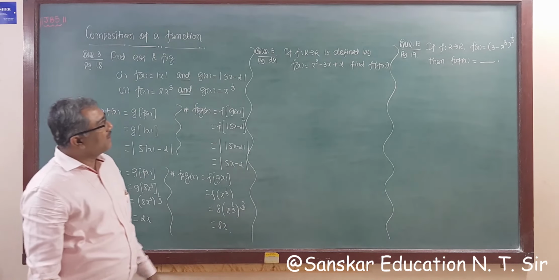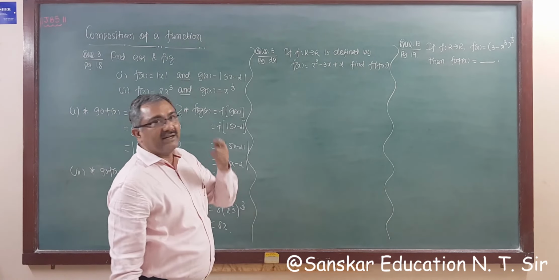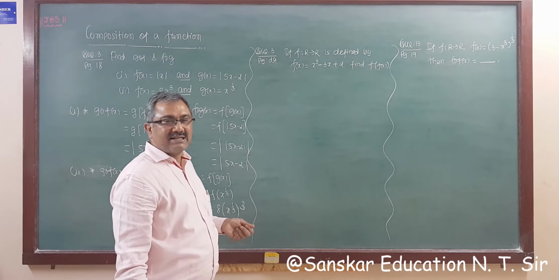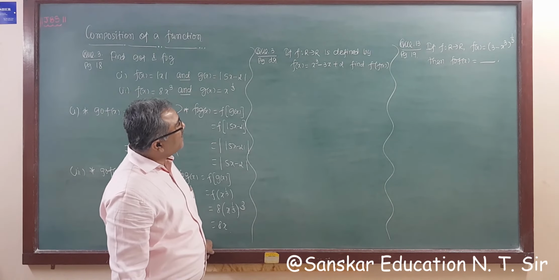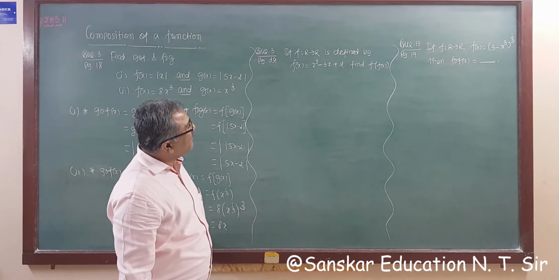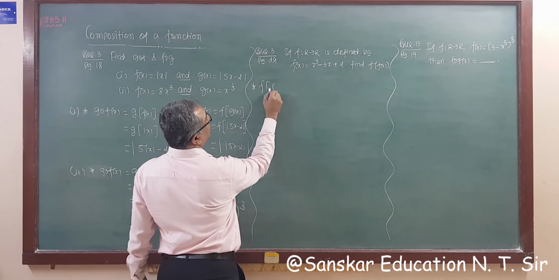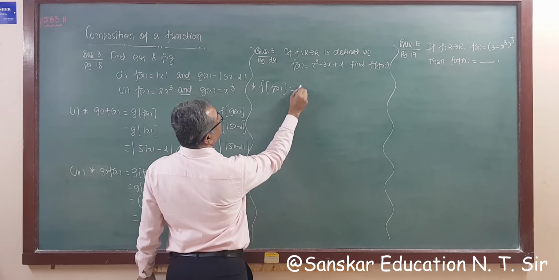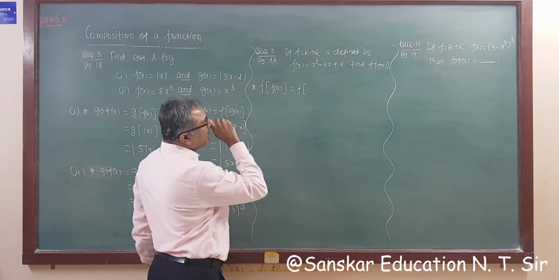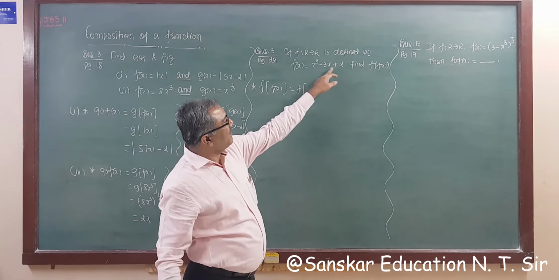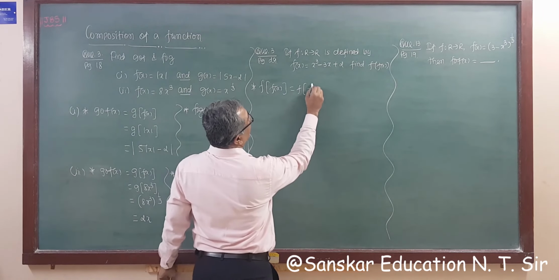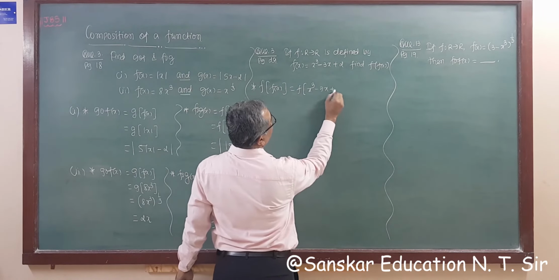Right? Question number 3, page 29. That is the last exercise question. f is given from R to R and f(x) is given. Then find f of f of x. So we have to find out f of f of x. That is f. Now what is f(x)? f(x) is x cube minus 3x plus 2. Right? So x cube minus 3x plus 2.